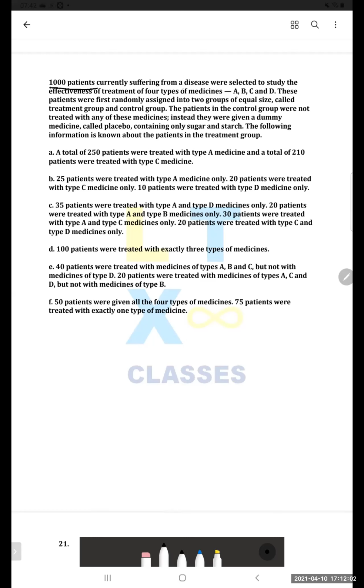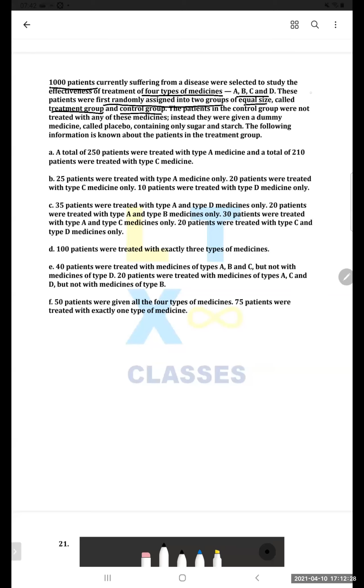1,000 patients currently suffering from a disease were selected to study the effectiveness of a treatment of 4 types of medicines A, B, C, D. Okay, 4 types of medicines A, B, C, D. 1,000 patients who are suffering from some particular disease were chosen ఈ మెడిసిన్స్ ఇచ్చి వాళ్ళని ట్రయల్స్ చేయడానికి. These patients were first randomly assigned into 2 groups of equal size. They are called treatment group and control group.